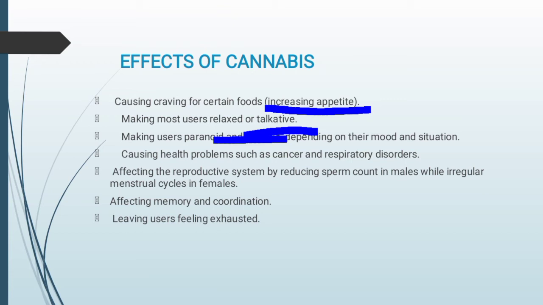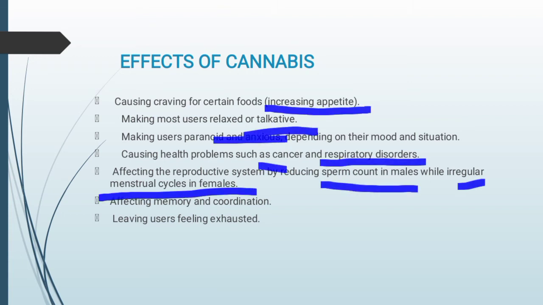Causing health problems such as cancer and respiratory disorders. Respiratory is something that has to do with the breathing, so it also affects that. Affecting the reproductive system by reducing sperm count in males, while causing irregular menstrual cycles in females. So as a male, you start producing low amounts of sperm.